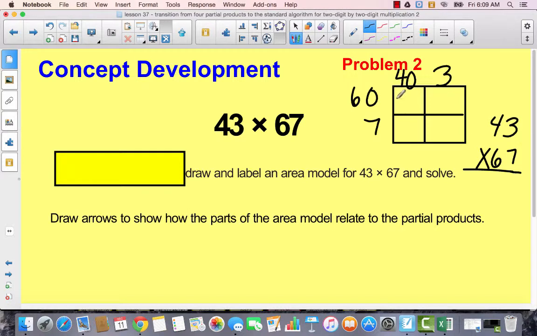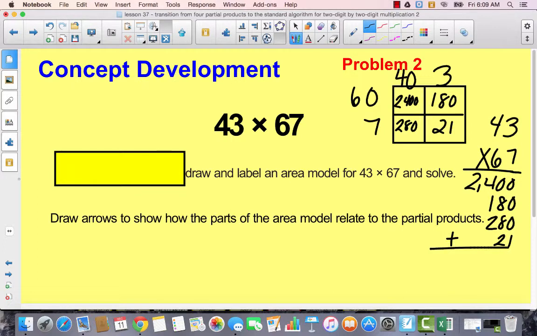All right, so 60 times 40 would be 2,400. 60 times 3 would be 180. 40 times 7 is 28 tens, or 280. And 7 times 3 is 21. So now these are all partial products. I bring them over here and I add them together: 2,400, 180, 280, and 21. I get 2,881. So this strategy is partial products. I multiplied part of it at a time, added it together, and this is an area model.